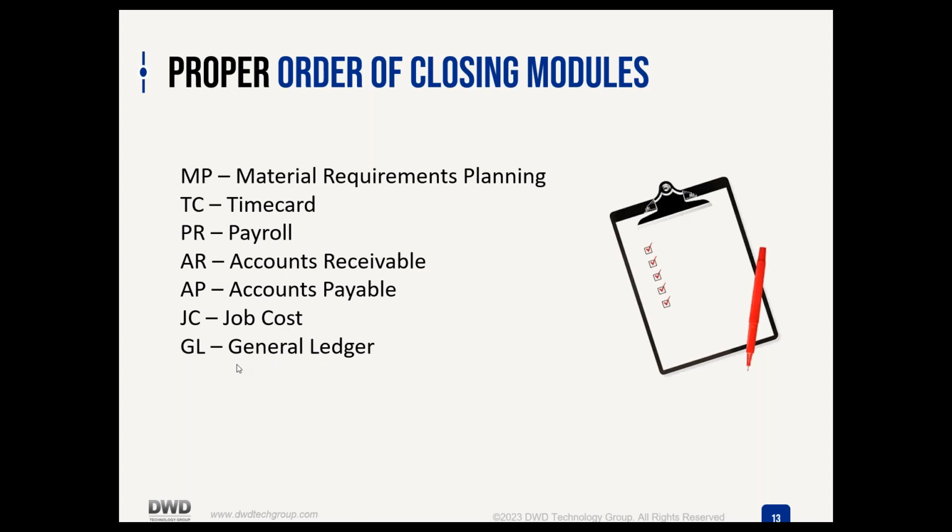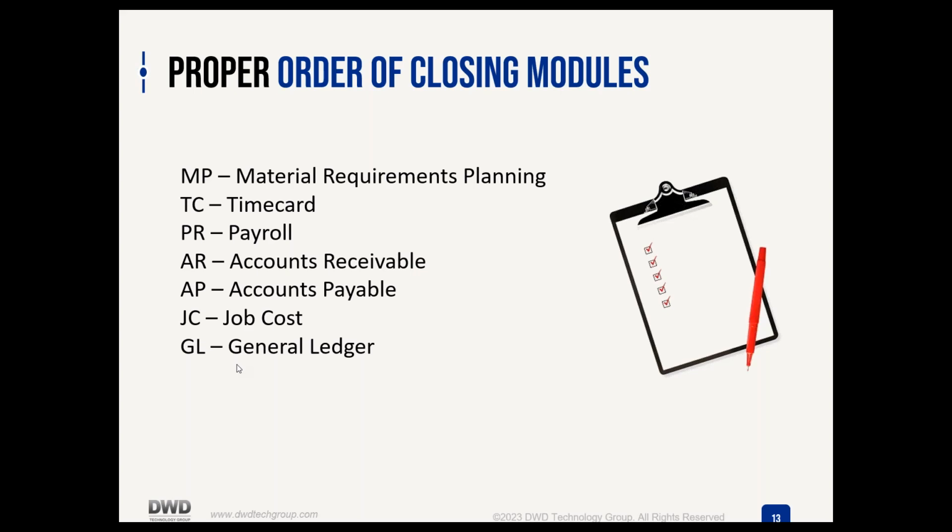So what does it mean to be in a certain period with a certain module? We know that in Sage, each module may close independently of any other module. In general, unless we've got other system settings in place, we have the ability to post really into the future as far as we want. And sometimes, unfortunately, we make those mistakes at year end where we're punching things in the wrong year. The general ledger module is the typical driver that once the general ledger module gets closed, we cannot post backwards. So that's why that's usually the last module that closes.